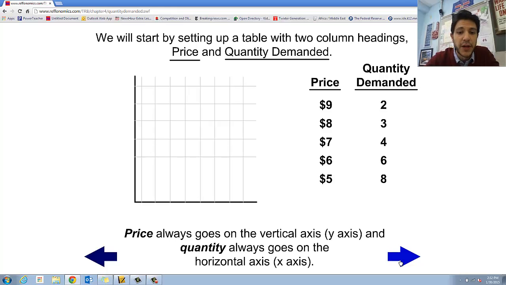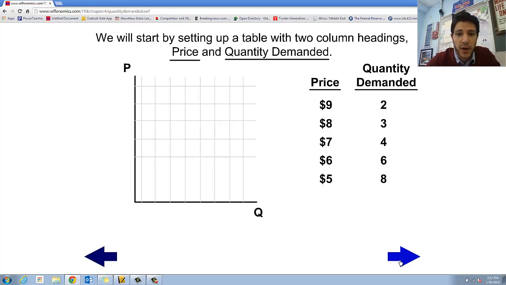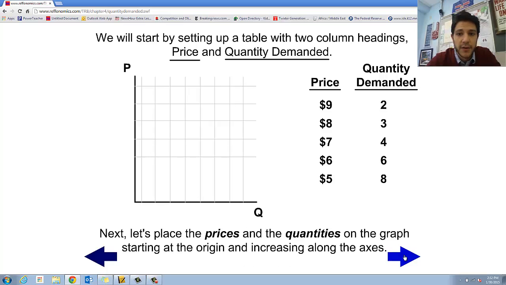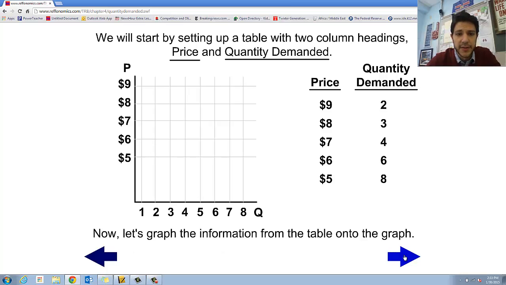We can model this. Price always goes on the vertical axis, and quantity always goes on the horizontal axis. This is our relationship between price and quantity. Q stands for quantity demanded. So remember to mind your P's and Q's: always start with price and then quantity. You shouldn't have any problems remembering it. Let's place the prices and quantities on the graph and put the dots in: 9, 2; 8, 3; 7, 4; 6, 6; 5, 8.